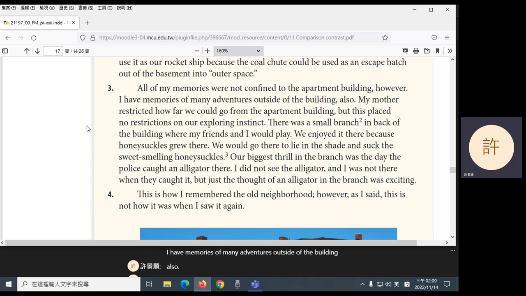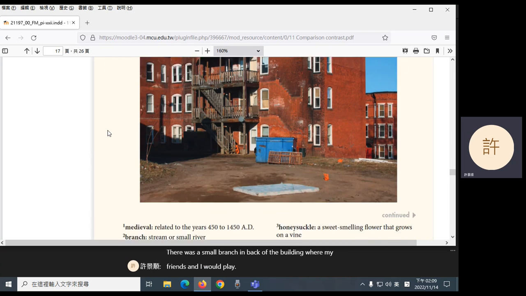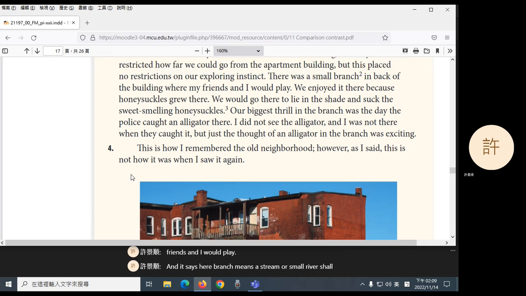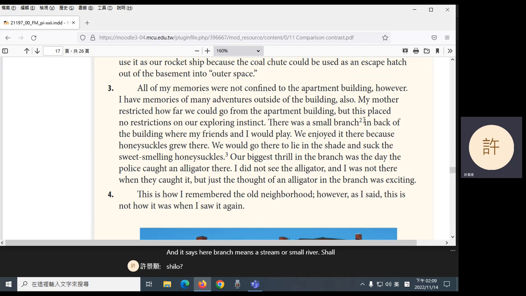My mother restricted how far we could go from the apartment building, but this placed no restrictions on our exploring instinct. There was a small branch in back of the building where my friends and I would play. And it says here branch means a stream or small river, 小溪流. In back of means behind.